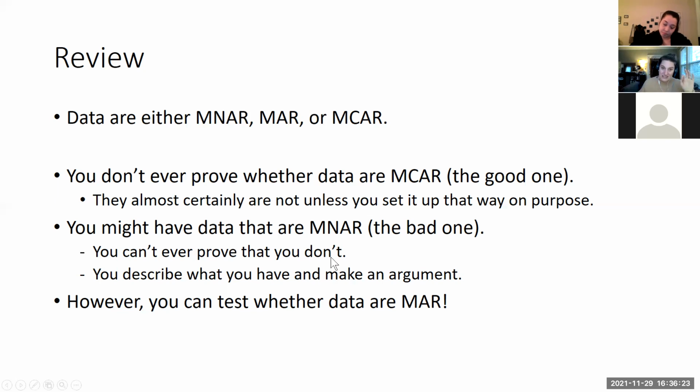So almost certainly, all of you who said, yes, I've analyzed data and my data are missing, they are almost certainly missing at random. They may also be missing not at random, but mostly they're going to be missing at random, which means the missingness is related to something else. It's just whether you've measured the thing that it's related to.